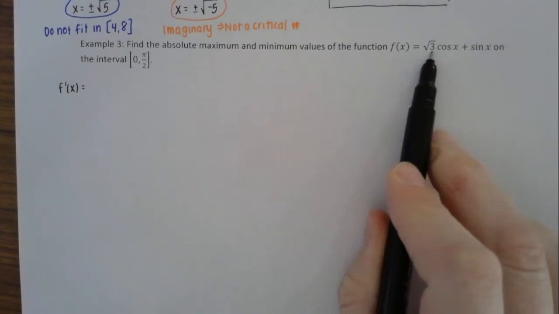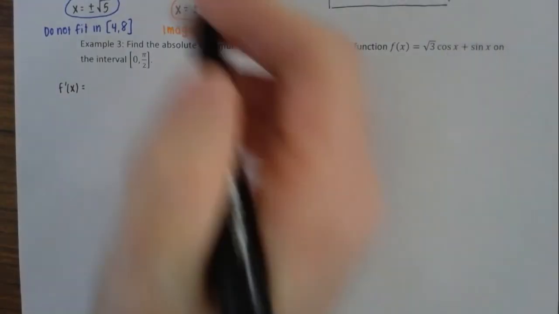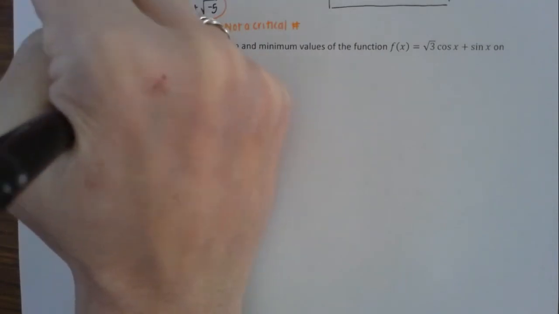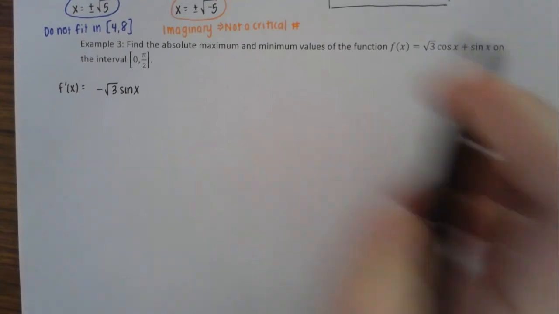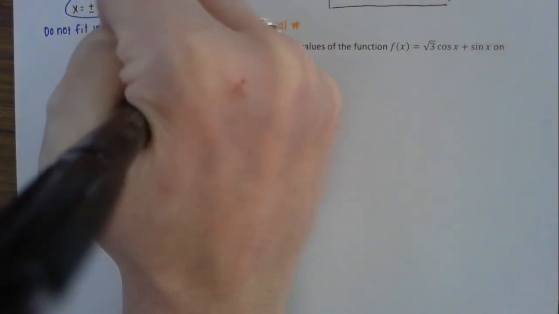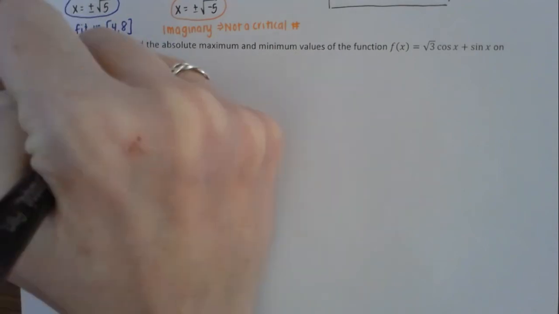So this is going to be root 3 times the derivative of cosine, so negative sine. So it's going to be negative root 3 times sine of x. And then the derivative of sine of x is going to be cosine of x. And then I'm going to go ahead and set this equal to 0.